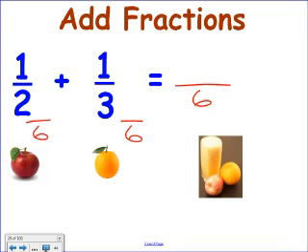So it's something over 6 and something over 6. Happy with that? Yeah. What do I have to do now? The same to the top. So I've dealt with the bottoms.